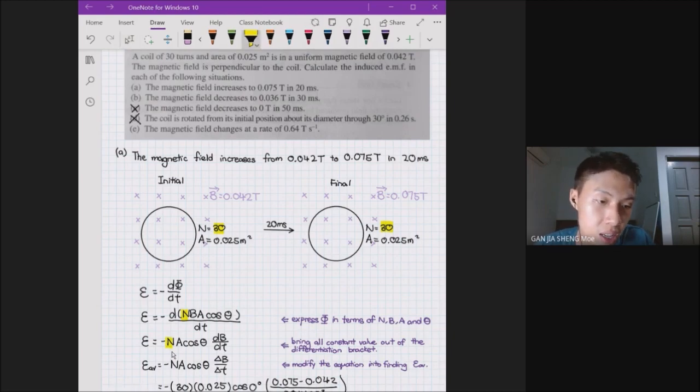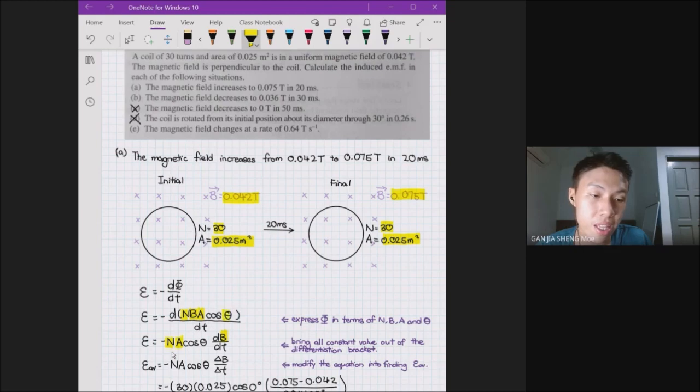Therefore, you can bring the N out from the differentiation bracket. Next thing, the magnetic field. If you look at the magnetic field, you see that the initial and the final magnetic field indeed do change. It is increasing. Therefore, this is changing with time, and you have to keep it inside the differentiation bracket. Continue, the area over here. Initially the area is 0.025 meters squared. Finally, the area is also 0.025 meters squared. So the area never changed, so the area is constant with time. We can bring it out from the differentiation bracket.